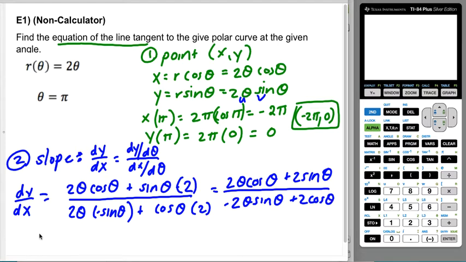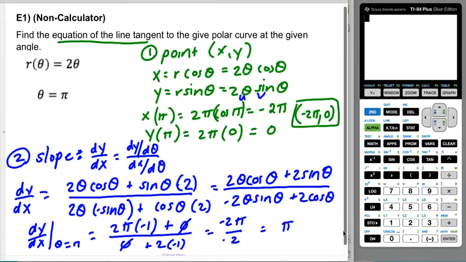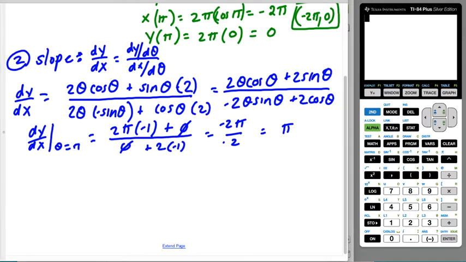So when I clean this up, I want my dy/dx at the moment when theta is pi. Well, that's going to be 2 pi times a negative 1 plus a 0, because sine of pi is 0, over a 0 plus a 2 times a negative 1. I think I get a negative 2 pi over negative 2, so I think I just get a pi. So once I have my point and my slope, my answer is y minus the y value equals m times x minus the x value. And that's my answer.